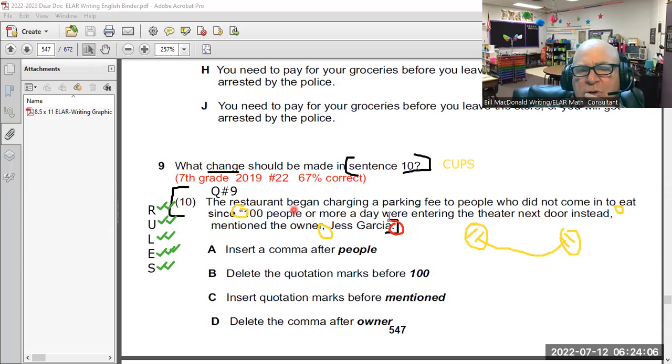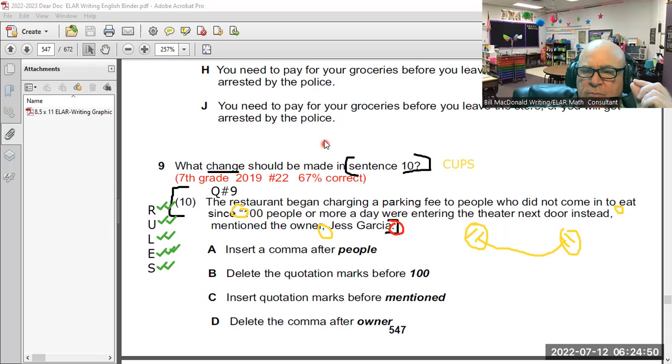The restaurant began charging a parking fee. Restaurant being the subject, began charging, predicate, what's happening, to people who did not come in to eat since, and it has the person talking. I copied the sentence the way it was on the test, that they didn't use a tag until the end, as you can see here. 100, quotation, number there instead of words, people or more a day were entering the theater next door instead, comma, because I'm done talking.